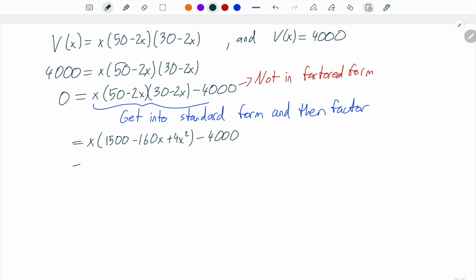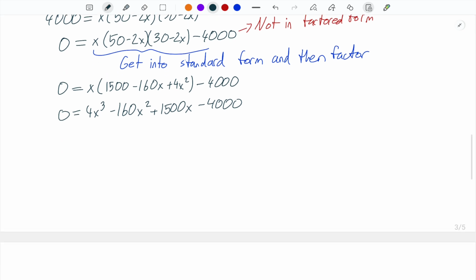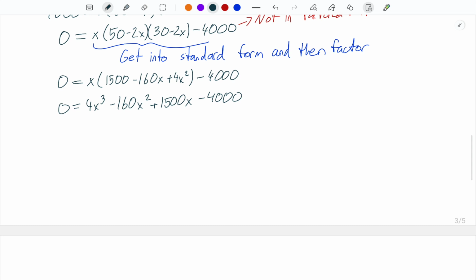Okay, and then multiply the x in, so you will get, and I'll reorder things so it's in terms of powers of x, 4x cubed minus 160x squared plus 1,500x minus 4,000. There we have it. We have something in standard form. So now we want to leave the 0 there on the left. Now we want to get this just regularly factored. So we can start with common factoring. Is there anything that multiplies into all 4, 160, 1,500, and 4,000? Well, in fact, the number 4 does.